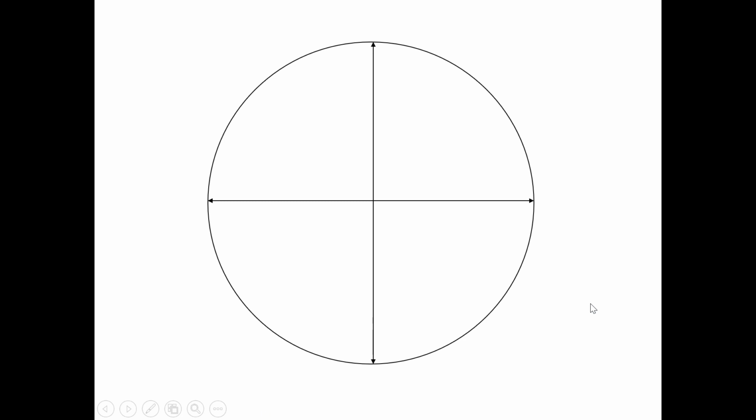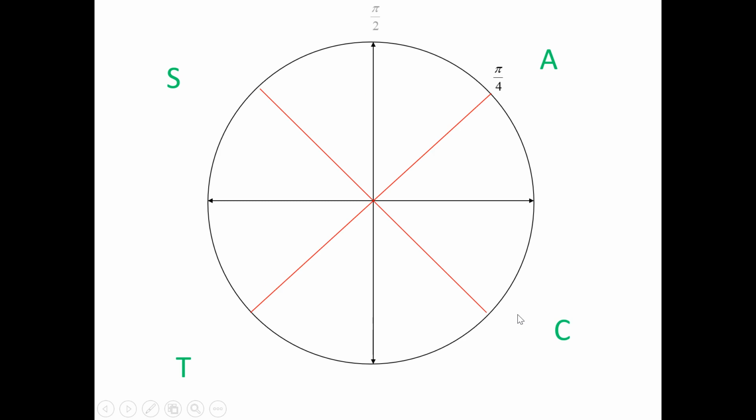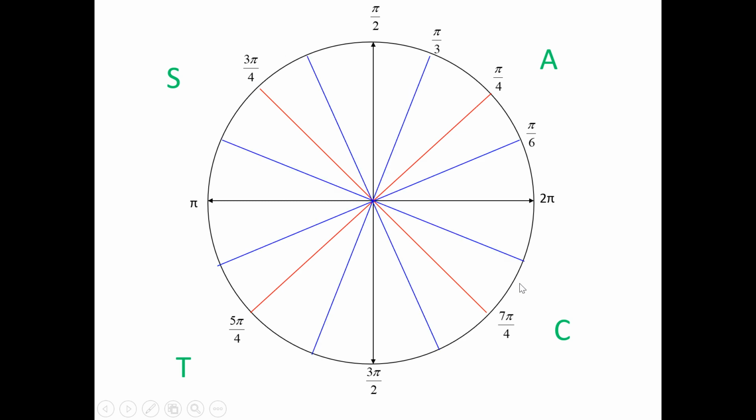Okay, so there's our unit circle. We've got the All Students Take Calculus thing. I'm just going to click through all the angles. So we've got our over 4 angles, and we've got all of our over 6. I made them all blue in this particular one. So now I'm going to start putting my coordinates on it. I'm going to start with my quadrant angles.